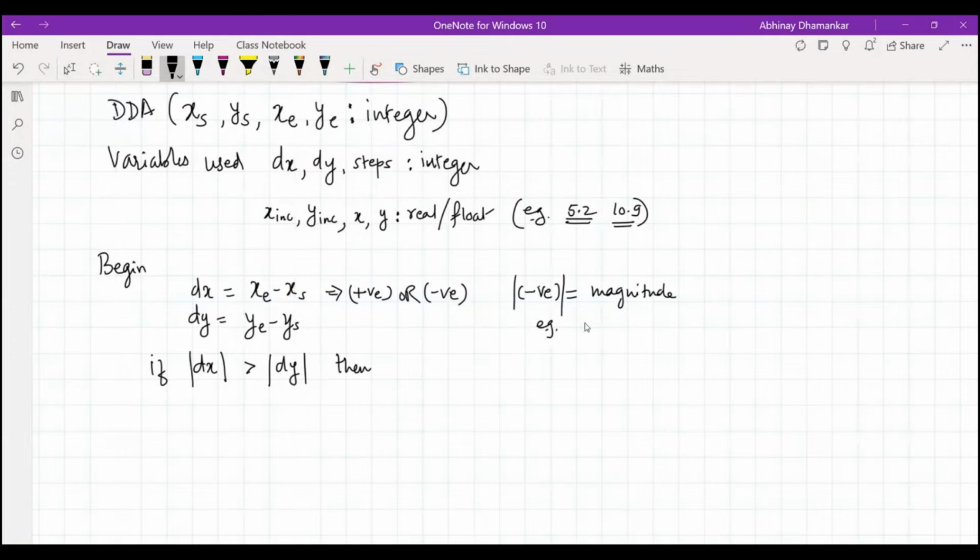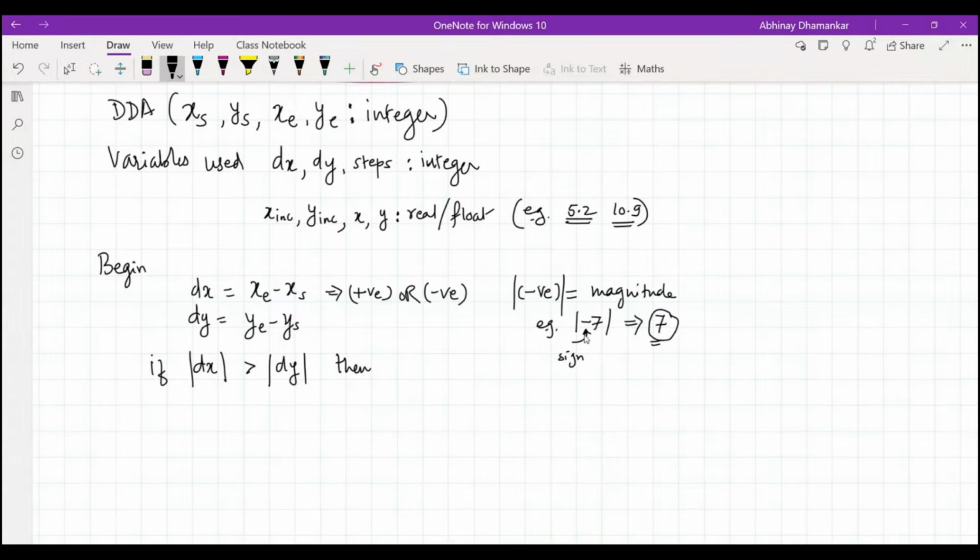For example, let's say -7 mod. So we will get 7 as a magnitude. Okay, we have to consider the magnitude only, not a sign. Okay, this is the sign of the value. Now here some basic mathematics is required.